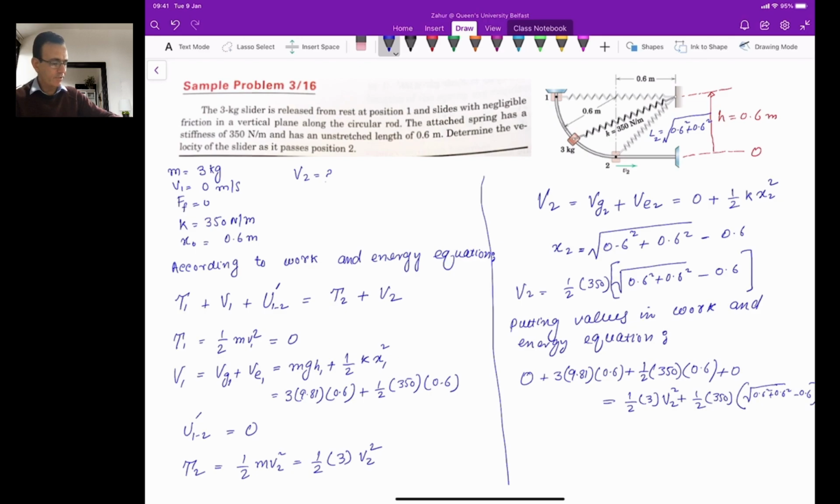So in this equation, the only unknown here is just V2. All other quantities are known. So from here, you will be able to calculate V2, which you should get 6.82 meter per second.